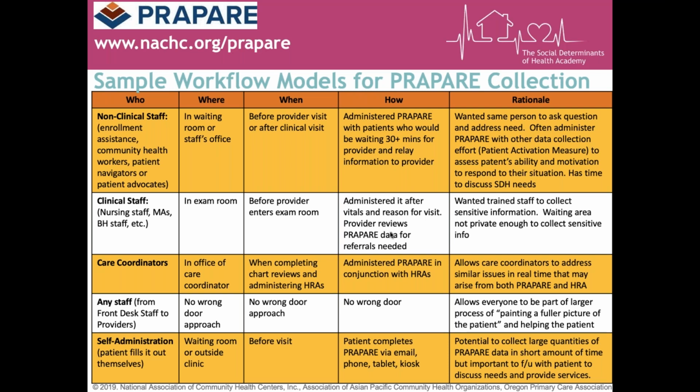Some choose to use what they call a no wrong door approach, where any staff, from the front desk staff to providers, could play a part in collecting data on social determinants of health. That's a great way to get everyone involved, and people seem to really appreciate being able to do something for the patient. If you do use this approach, you just have to be very strategic and careful that you have a clearly mapped out plan and that everything is well communicated and everyone knows what their responsibilities are, so that you don't run into the issue of the patient getting asked the same question multiple times, because that's just not patient-centered.